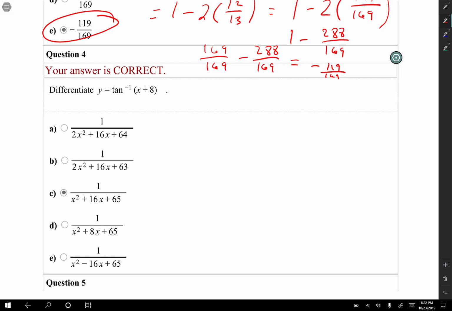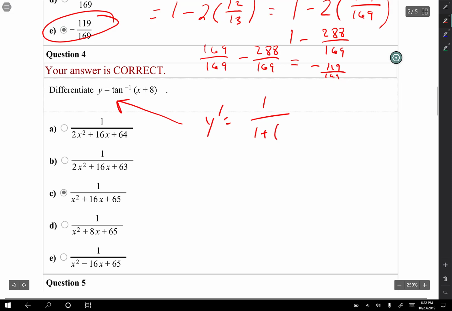All right, so now I'm taking the derivative. So now we're getting into real calculus. So we're taking the derivative of that. So it's going to be y prime equals 1 over 1 plus u squared, or if your professor taught you otherwise, u squared plus 1, that's fine. So (x plus 8) squared times the derivative of that, which is 1. So there it is. Now I'm just going to expand it, guys.